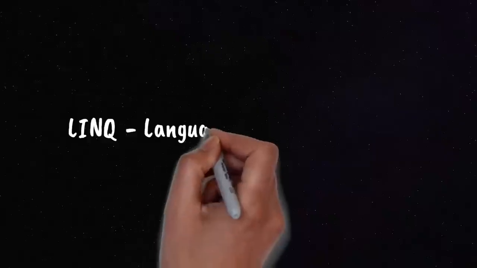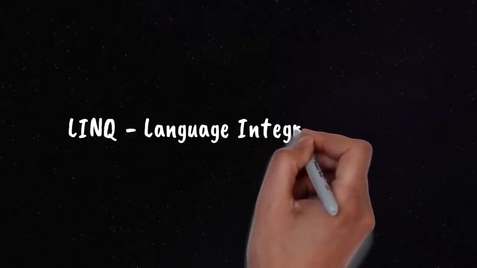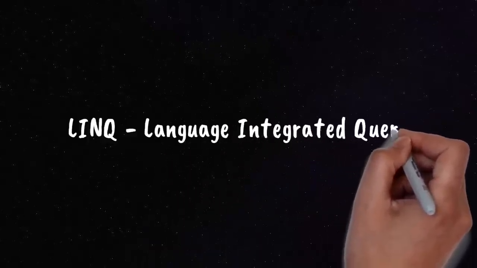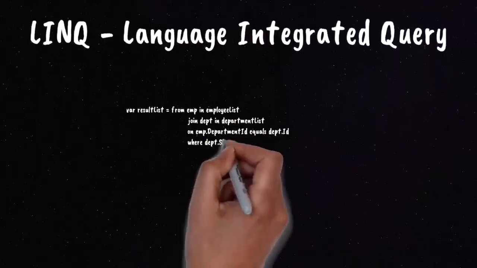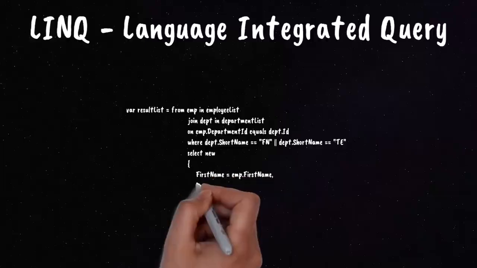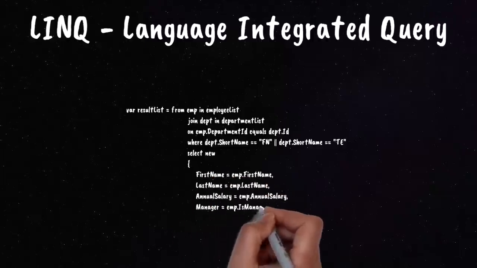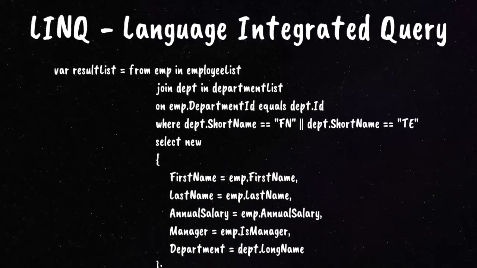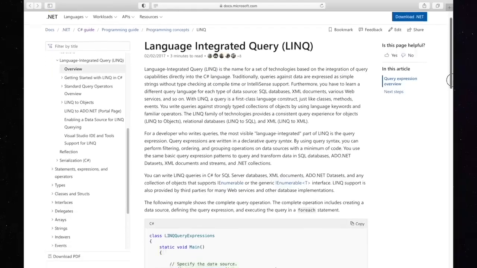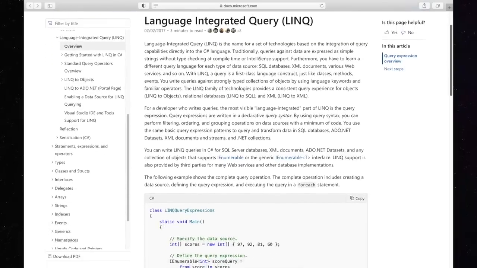LINQ stands for Language Integrated Query. LINQ is defined in the Microsoft Docs as the name for a set of technologies based on the integration of query capabilities directly into the C# language. LINQ was originally released as a major part of .NET Framework 3.5 in 2007. Here is a paragraph from the Microsoft Docs which provides an excellent overview of what LINQ is.